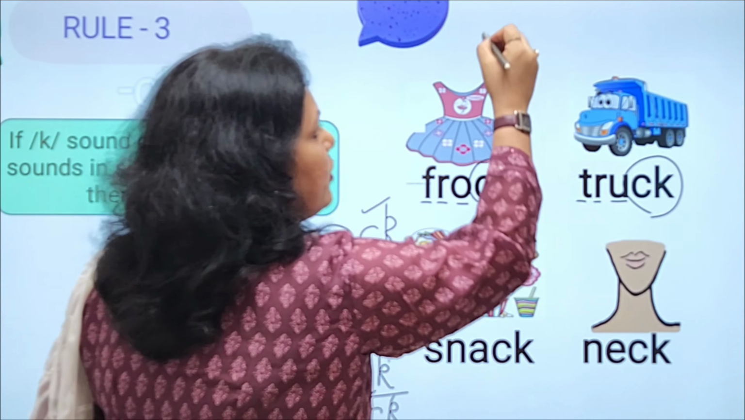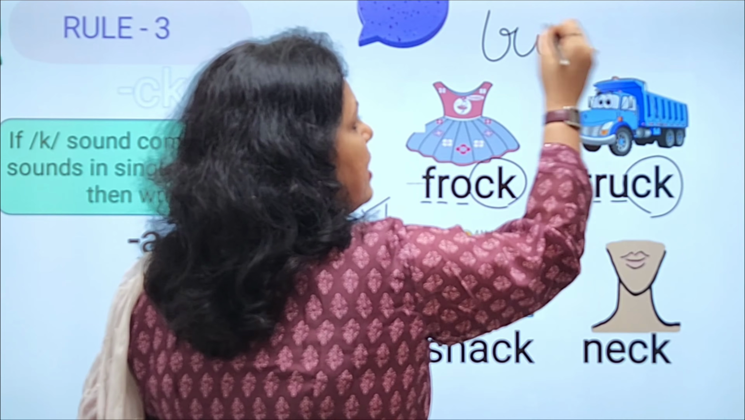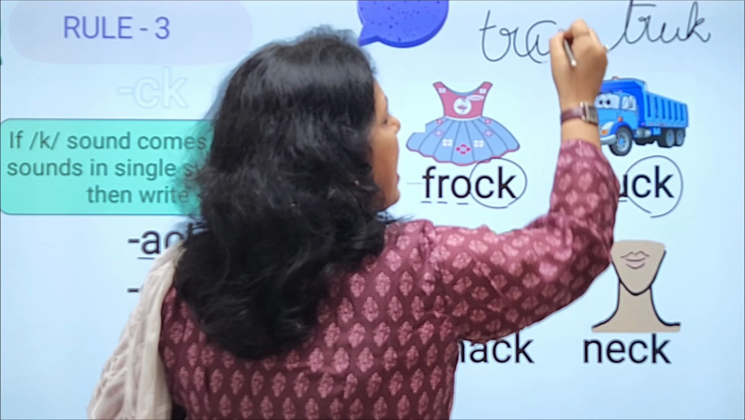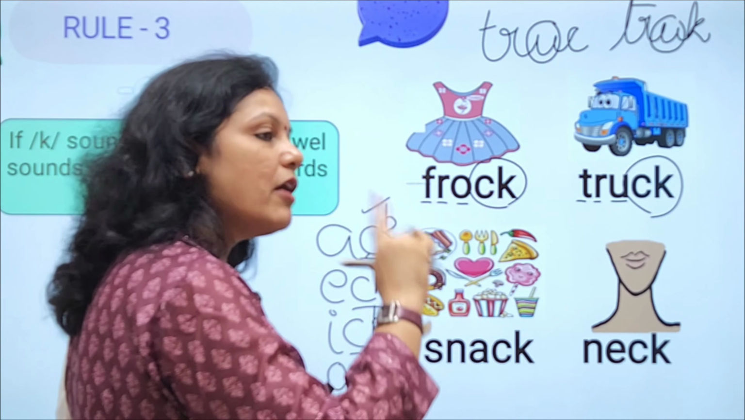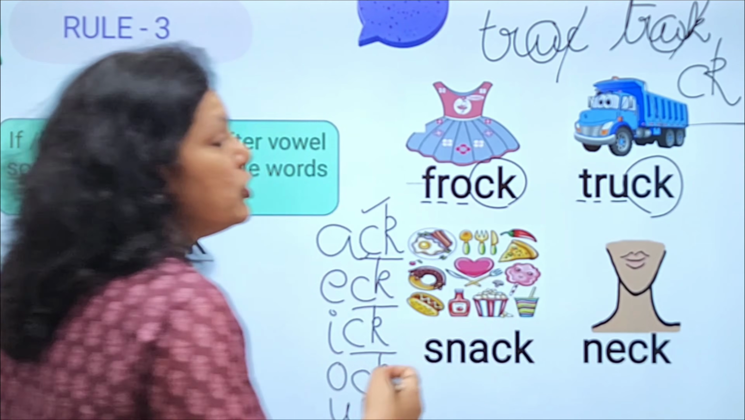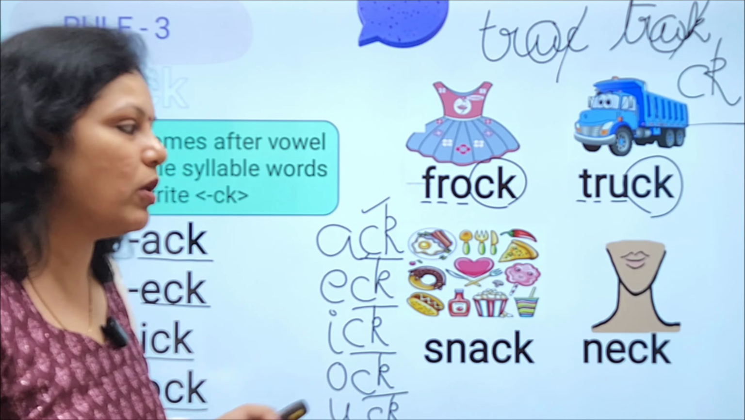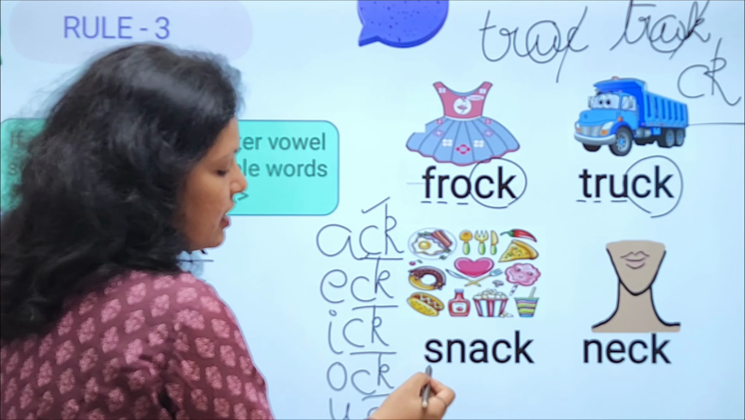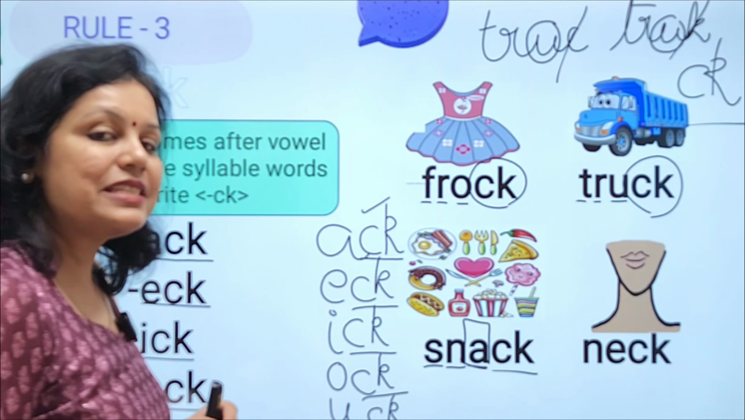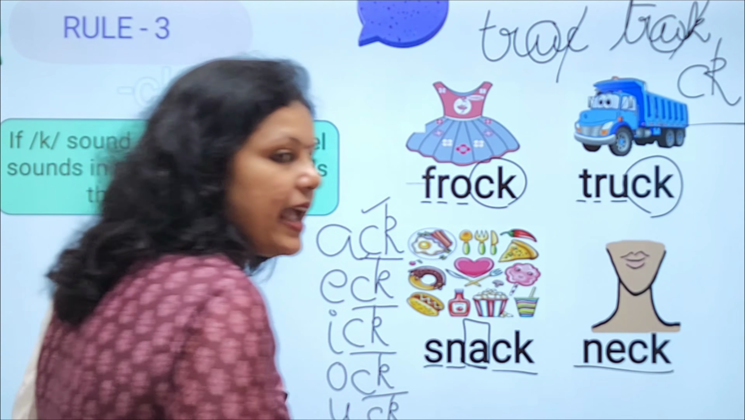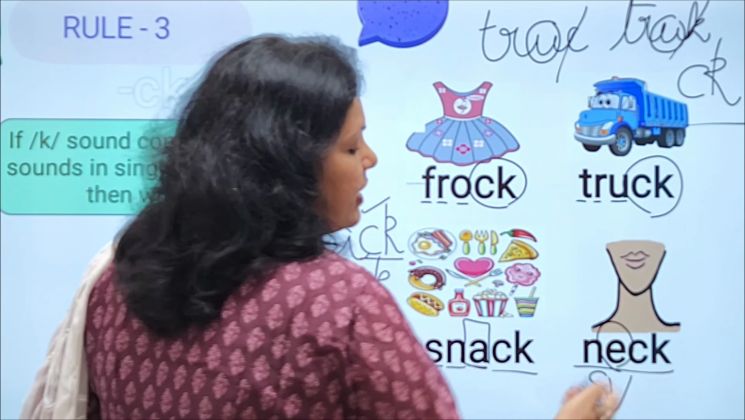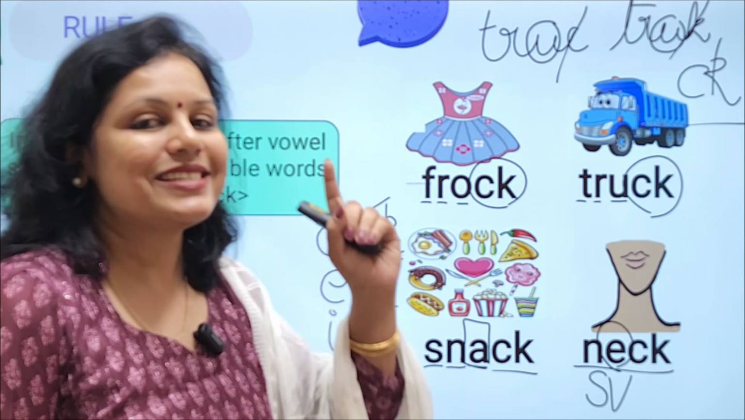So truck. It will never be written with C. It will never be written with the help of K. Why? Because we have a short sound of U. After a short sound, always what comes is CK. So you have many examples and we are going to see all the examples here. Similarly, snack. A. Now what is A? It is a short sound. That is why it will have CK at the end. Similarly, neck. E is a short vowel sound and that is why it will be followed by the letter combination CK.